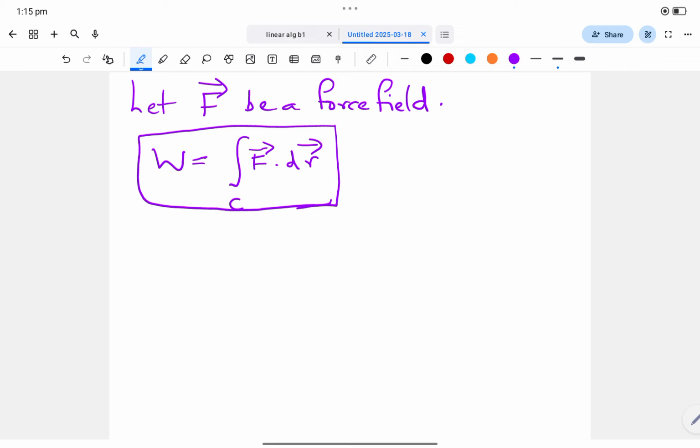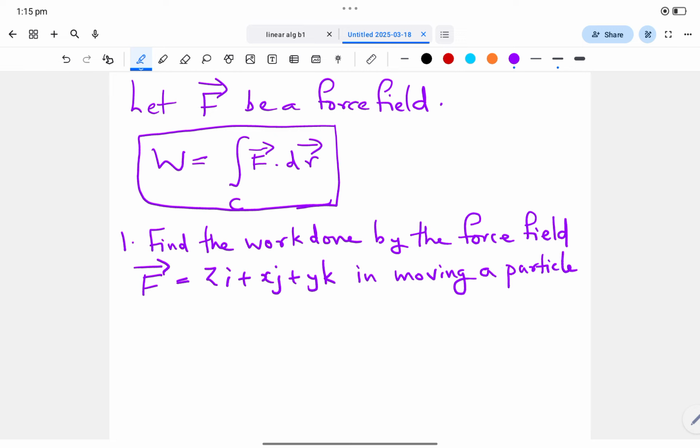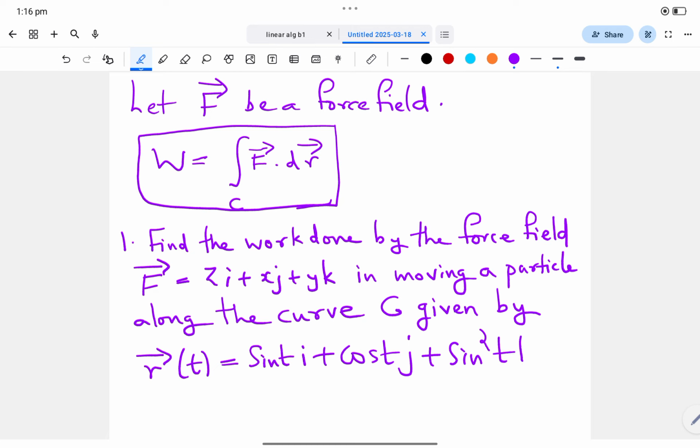Now let us move on to the problems. First problem, find the work done by the force field F, given as F is equal to Zi plus Xj plus Yk, in moving a particle along the curve C given by the parametric equation R of t is equal to sin t i plus cos t j plus sin square t k, where t varies from 0 to pi by 2.